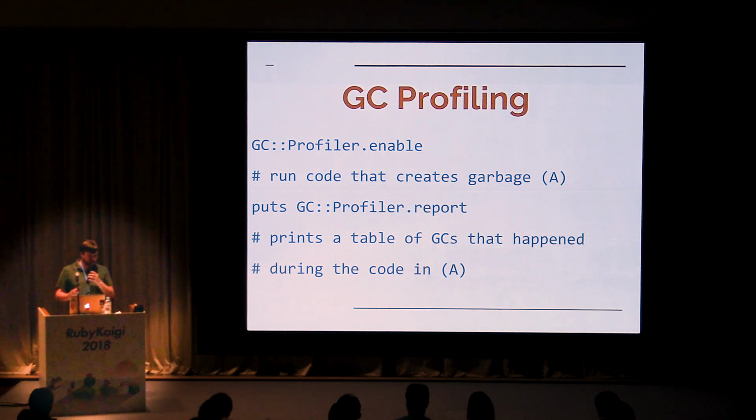And if you're really worried about it, if you see some problems but you're not sure, you can compile Ruby with some additional options to put even more information into the garbage collection profiler report and then run it and see how it's doing.